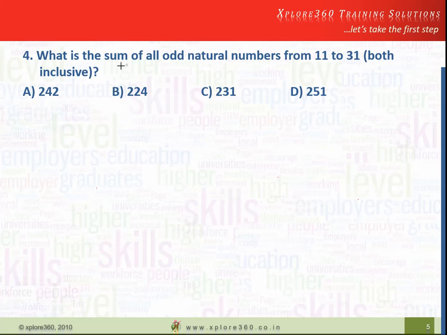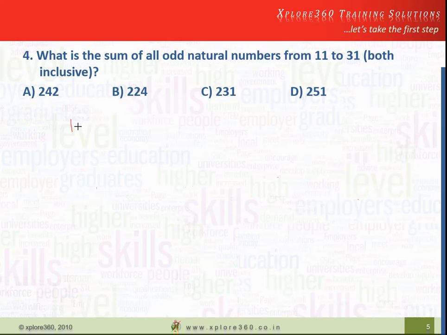The fourth question says, what is the sum of all odd natural numbers from 11 to 31 both inclusive? See, you can use a simple AP formula to solve this question, because here a is going to be 11, the last term is 31, and the difference is going to be 2: 11, then 13, then 15, and so on. So you can apply the simple AP formula, but I will suggest you go with the sum of odd natural numbers formula.